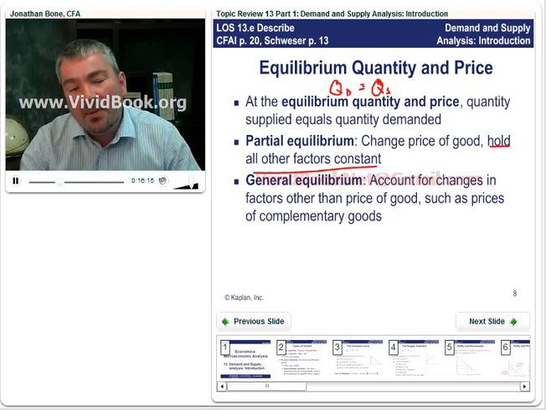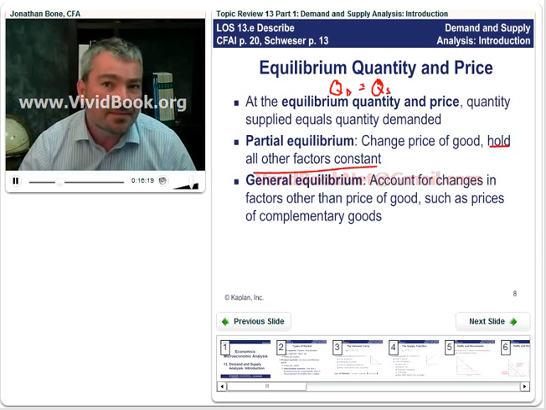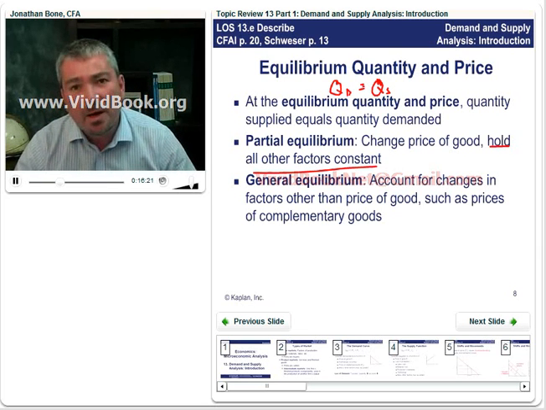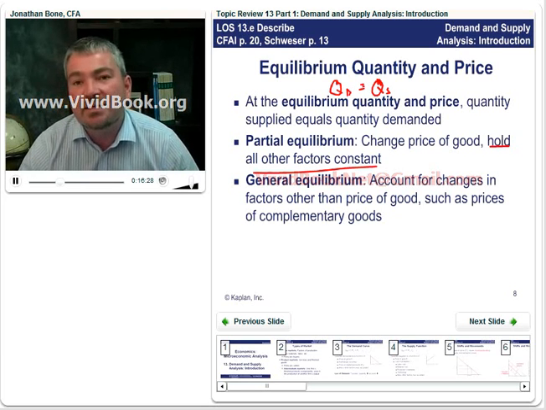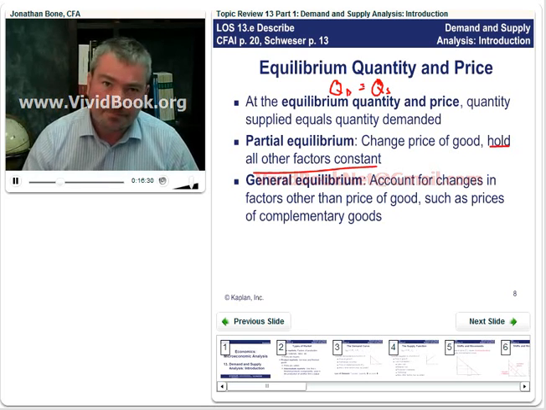Why? Because their prices, of course, are determined by supply and demand in other markets. So partial equilibrium just looks at the price that means quantity demanded equals quantity supplied, but it assumes that the exogenous factors within our model are constant.